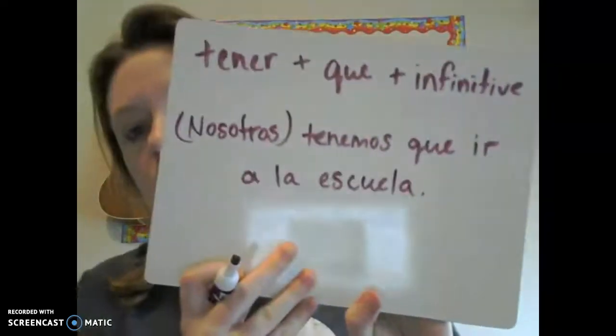Let's say we have to go to the school. Nosotros, optional, we can say nosotros or we can omit that. Tenemos que ir, that's the infinitive, we have to go, and then I'm going to say to the school, a la escuela. Tenemos que ir a la escuela.